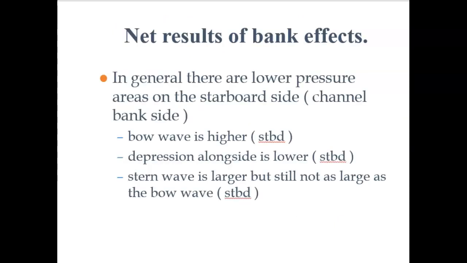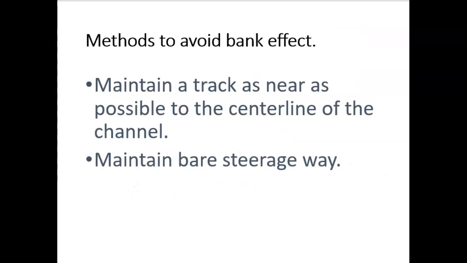Well, as I said, in general, there are lower pressure areas on the starboard side, the channel bank side. The bow wave is higher, the depression is lower along the starboard side. The stern wave is larger, but it's not as large as the bow wave. It's all about not being balanced, and the result of that is that you take a shear. So let's talk about what you do. This is almost the easy part.